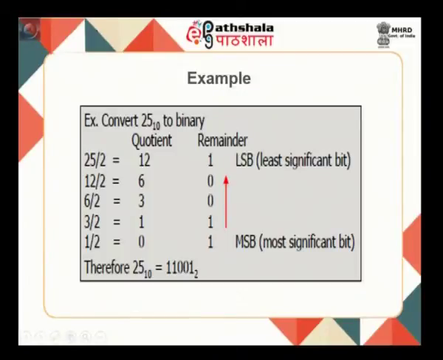So, now I will be looking at only the remainders. You just look at these remainders, where I will be in a position to write it from bottom to up. So, 1 1 0 0 1, this will be the equivalent number for my 25. So, 25 base 10 is equal to 1 1 0 0 1 base 2. This is the way we will be converting a decimal number into a binary number.